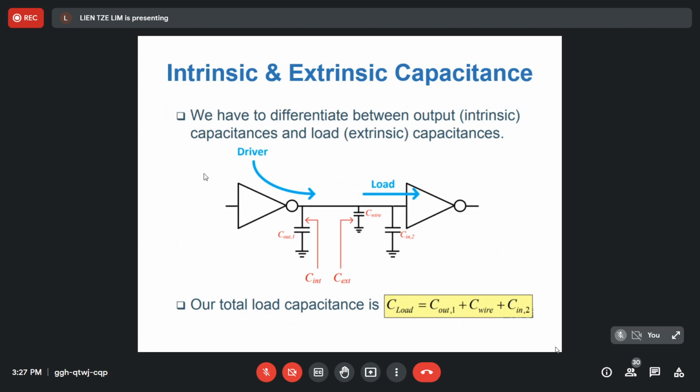For example, for output capacitance, there is a wire and others. We have to consider that there are other small capacitances. Maybe I should just refer to this diagram for you to understand. We have to differentiate between output capacitance and load capacitance. Output capacitance is called intrinsic capacitance, and load capacitance we call extrinsic capacitance. How to differentiate this? The next few slides will show what is meant by output and load capacitance.